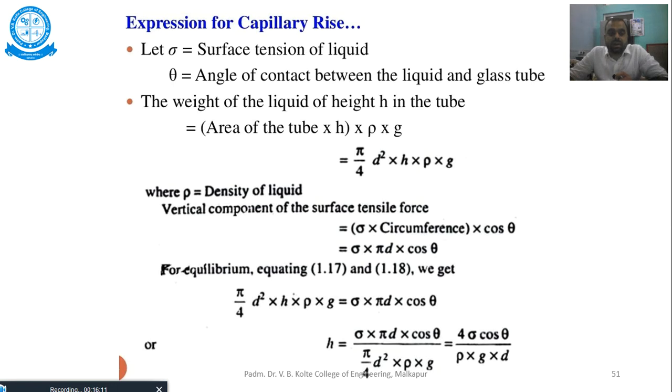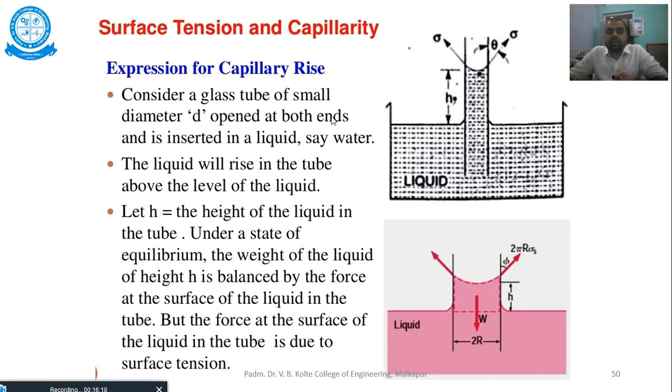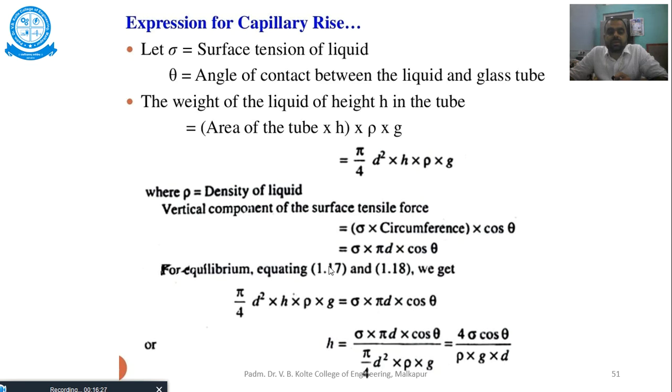Where rho will be the density of the liquid, and the vertical component of the surface tensile force. Here sigma will be the inclined one, so we have to find out the vertical component of this sigma. So from that, sigma into circumference, we are finding the tensile force. Sigma into circumference, because it will act on the whole circumference. So it is sigma into circumference of a circle multiplied by cos of theta. Sigma into circumference of the circle is pi d into cos of theta.